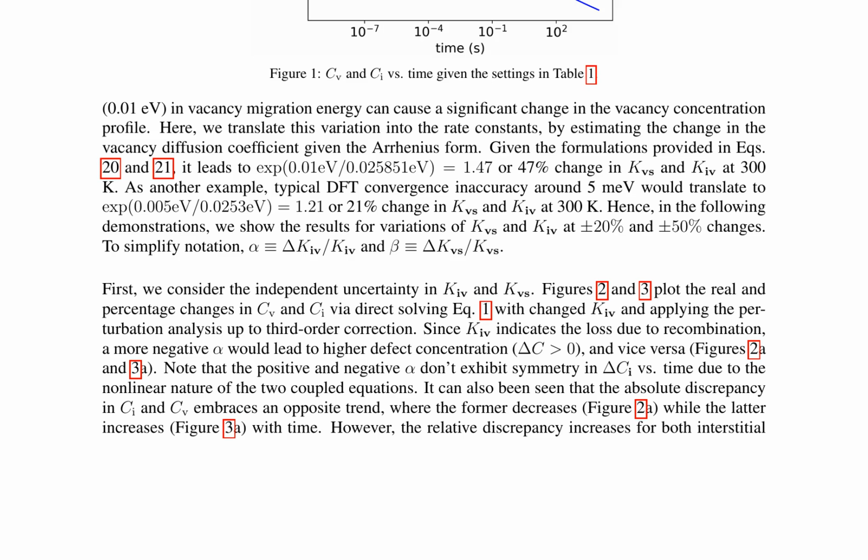Figures 2 and 3 plot the real and percentage changes in CV and CI via direct solving of equation 1, with changed KIV and applying the perturbation analysis up to the third-order correction. The results show that a more negative alpha would lead to higher defect concentration, and vice versa, due to the nonlinear nature of the two coupled equations.